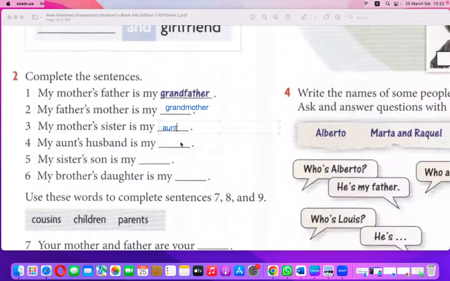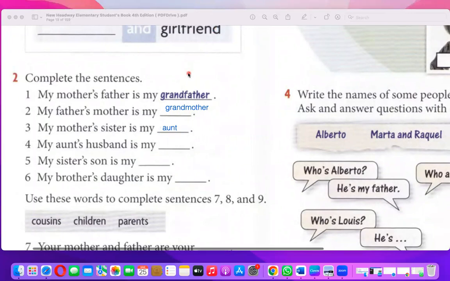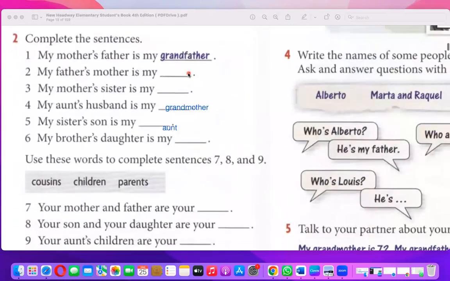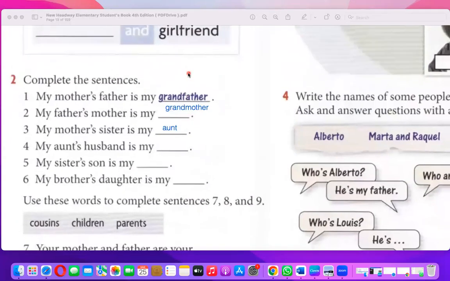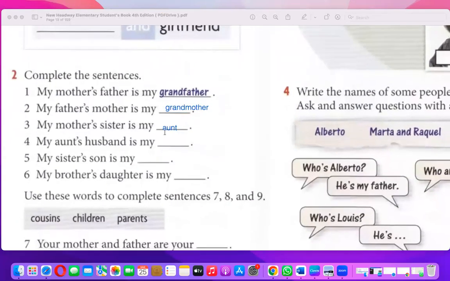Okay, my aunt's husband. The husband of my aunt. Uncle. Yes, we call him uncle. You see, all of them are here. Uncle.